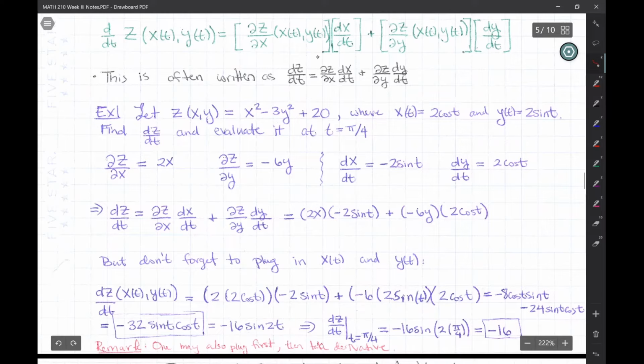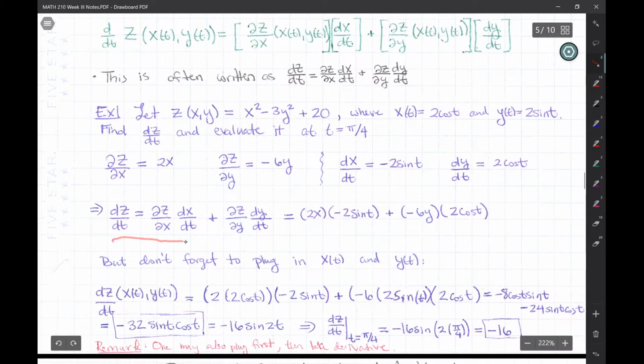Well, let's just use the formula. We're going to need partial z partial x. That's that. We're also going to need partial z partial y. That's what you see there. We also have dx/dt, so we're going to take the derivative of x with respect to t, and dy/dt, the derivative of y with respect to t. We get 2 cosine t. And here, for example, partial z partial y gave you negative 6y. You just treat x as a constant.